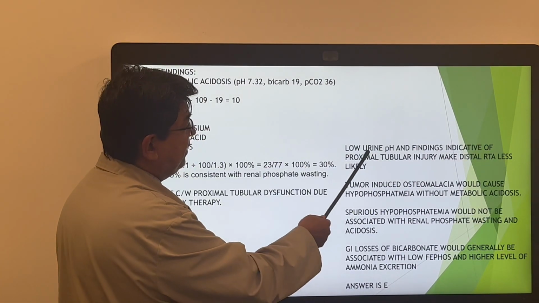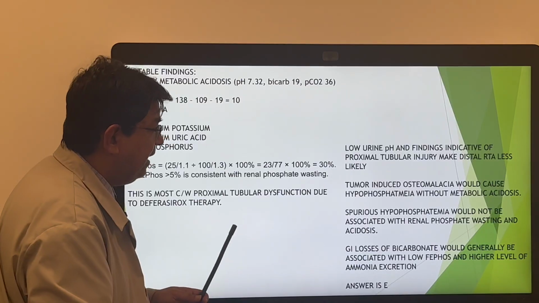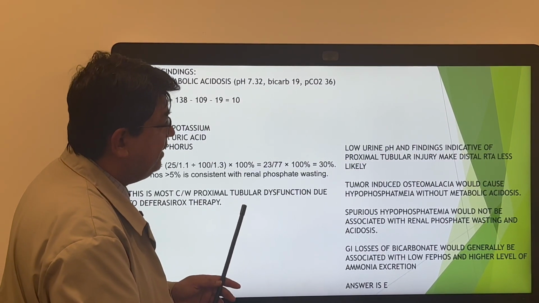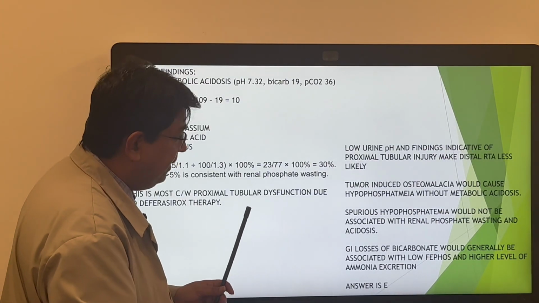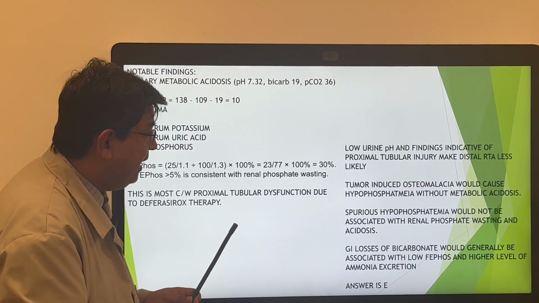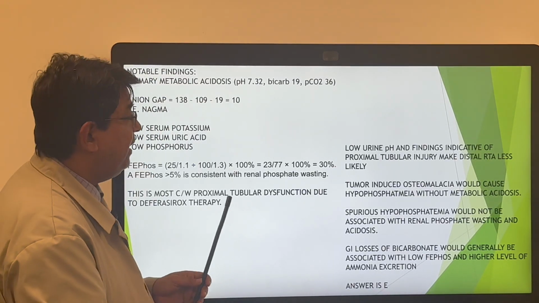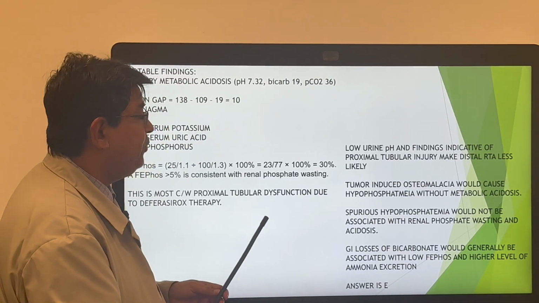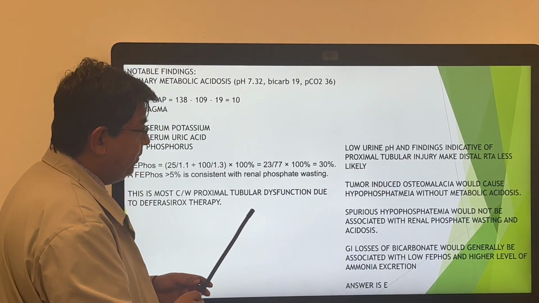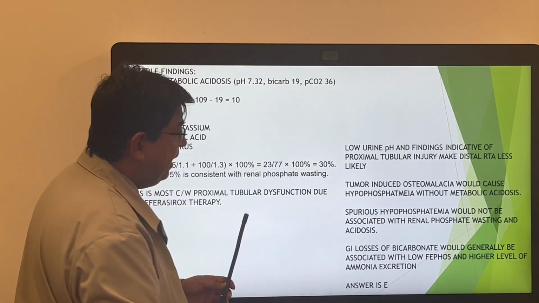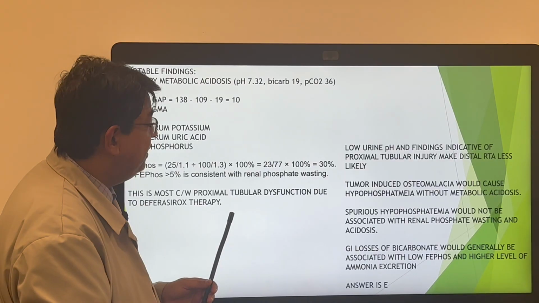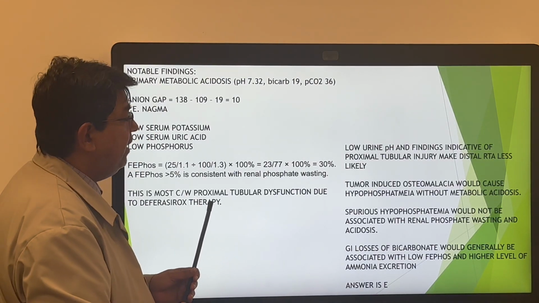Remember, as we discussed, the low urine pH is indicative of proximal tubular injury and makes distal renal tubular acidosis less likely. In proximal tubular acidosis, you have bicarbonate loss, but ultimately the distal tubule is able to reclaim the bicarb so that the final pH is actually low. In distal renal tubular acidosis, the pH is typically higher, typically greater than 5.5.